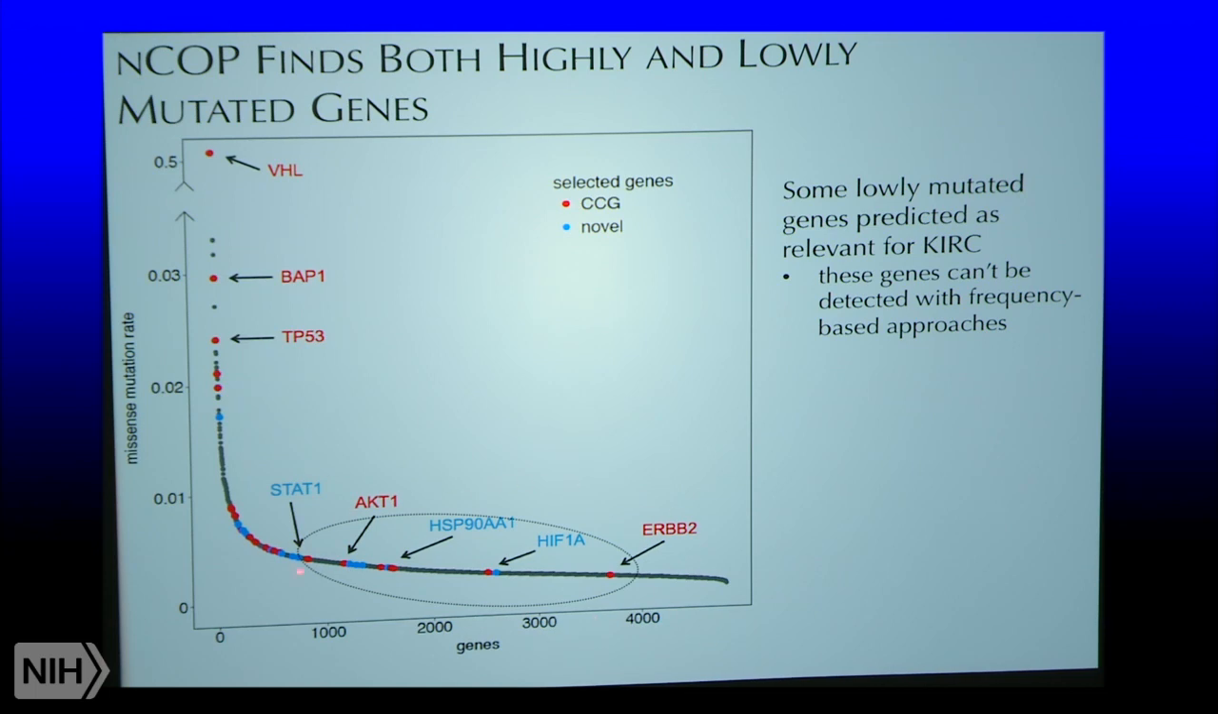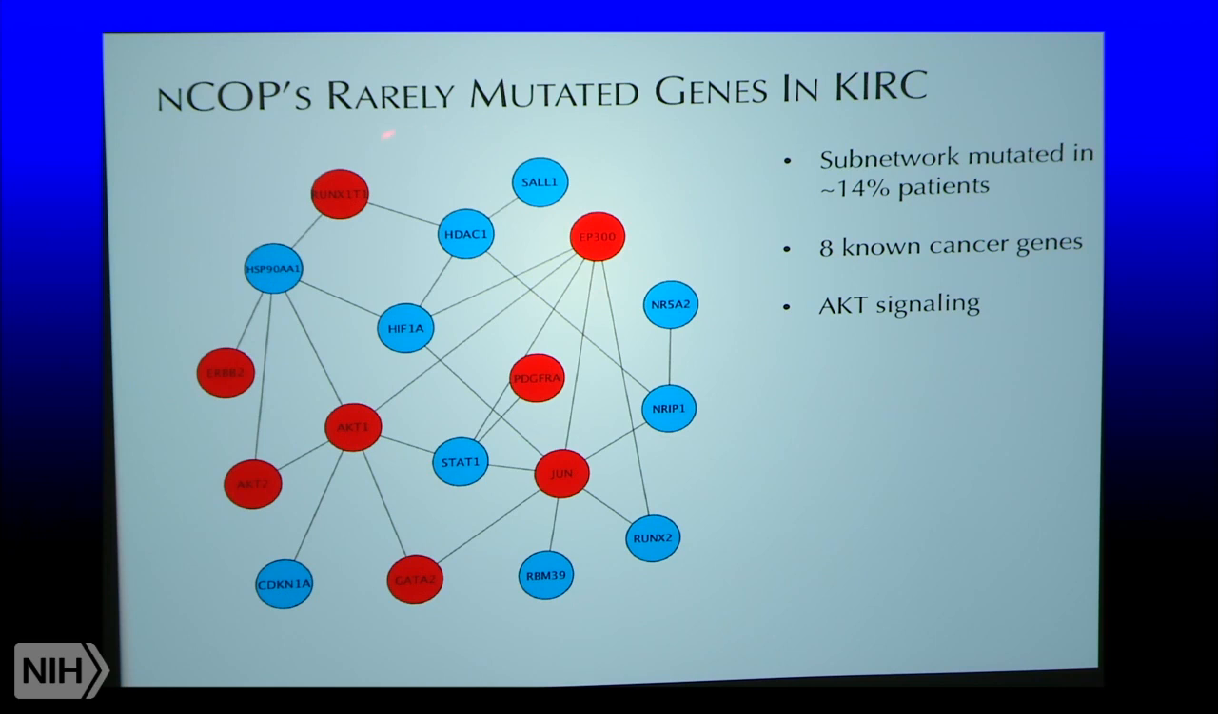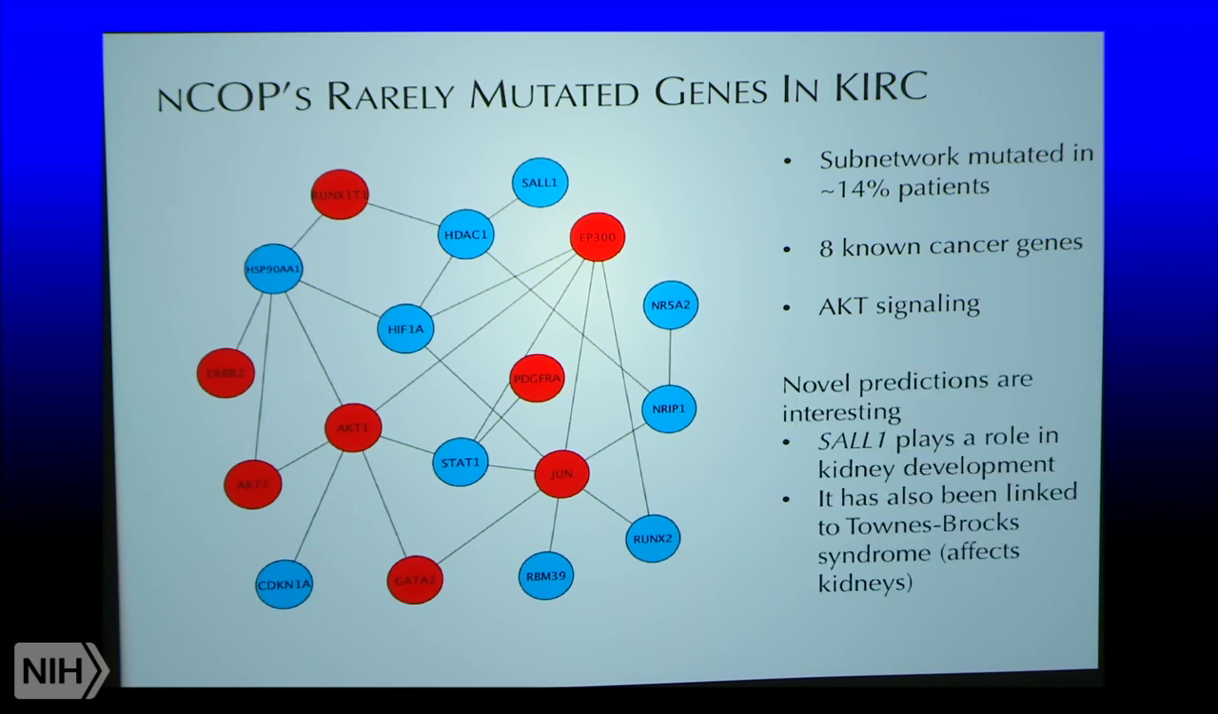So we can look at, for example, the genes that are just in the lower mutation rates. And what we would observe is that we see this subnetwork that together is mutated in 14% of these kidney cancer patients. It contains 8 known cancer genes, and it's involved as a whole in AKT signaling. The novel predictions that are included here, shown here in blue, are interesting. So for example, we're looking at a kidney cancer data set, and one of the proteins plays a role in kidney development.